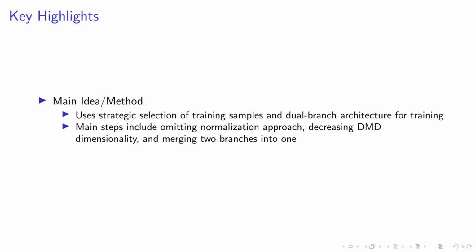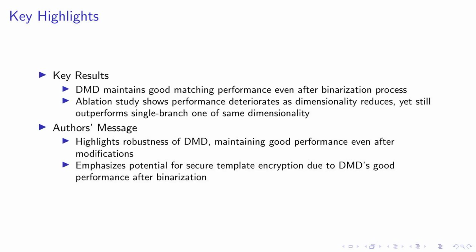Notably, the normalization strategy significantly improved the DMD matching performance, addressing the common scenario of low genuine match overlap areas in latent fingerprint matching. Even with reduced dimensionality, the DMD outperforms a single branch model of the same dimensionality. On this slide, we delve into the key highlights of our research.